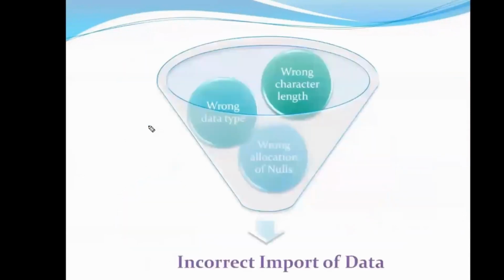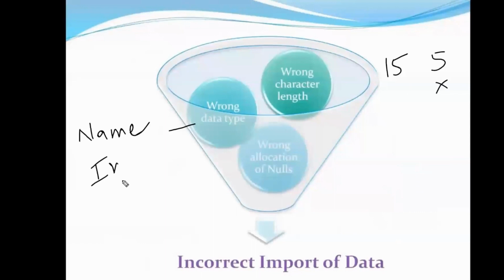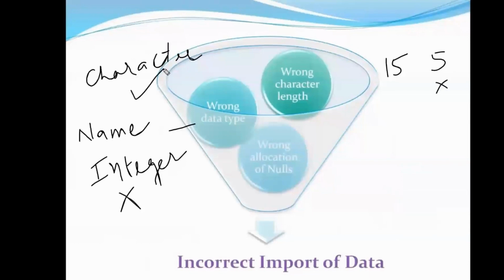Suppose we provide the wrong length of a column. If a column has to have a length of 15 and we provide only 5, the data will be truncated. We will get a truncation error. If we provide integer instead of character data type, it will again throw an error because SQL will look for integer values in the column and it will not find them. So the SQL server doesn't let us proceed with the incorrect import of data.